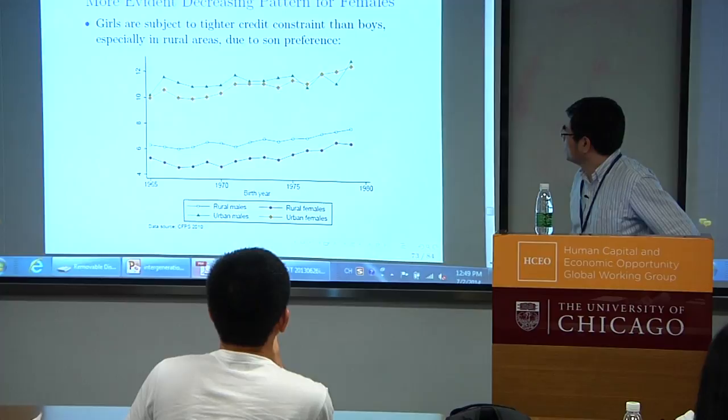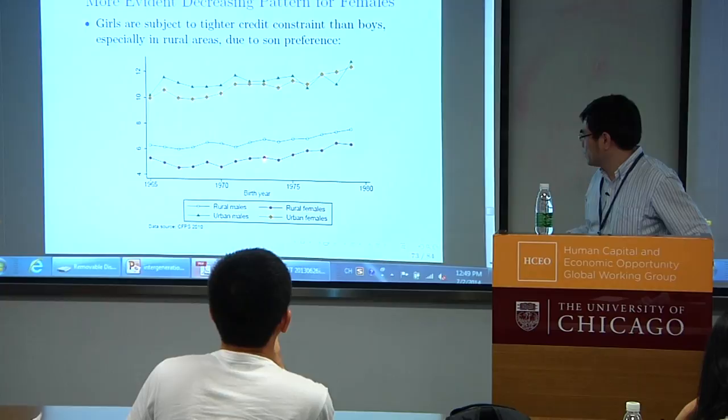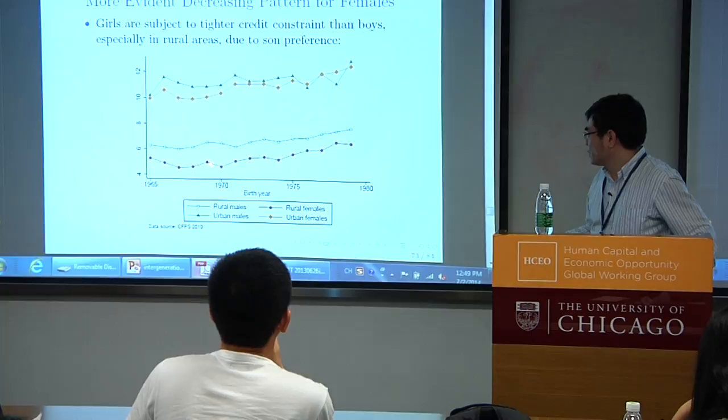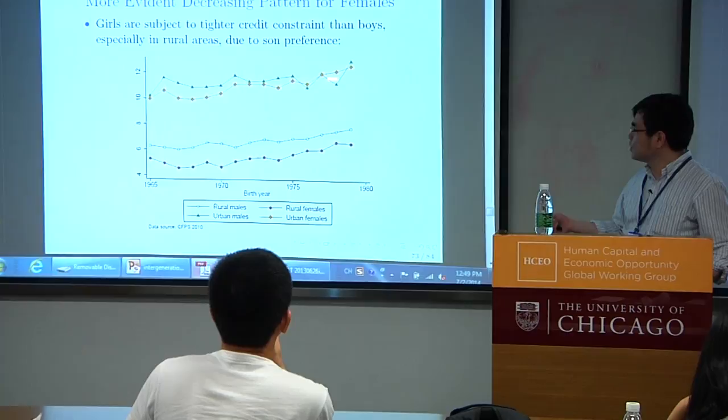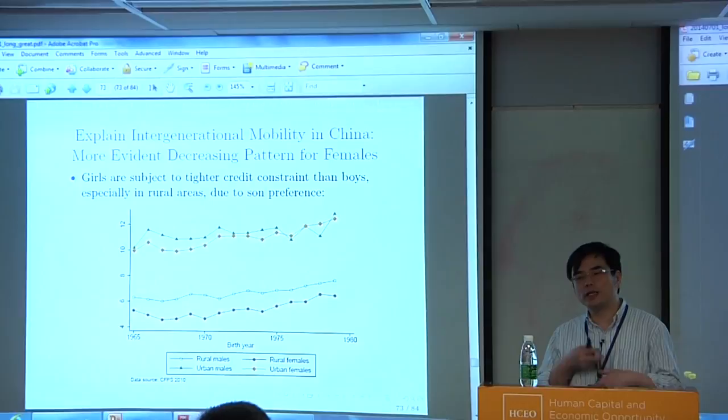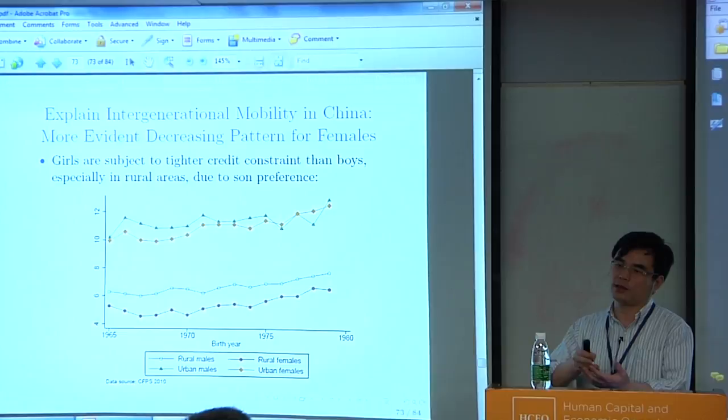As I said already, in the rural area, the gap in schooling years is still below the men. But in urban areas, women are catching up. That just explains that in the rural area, girls are still very much the ones to be sacrificed if the families are under credit constraint.